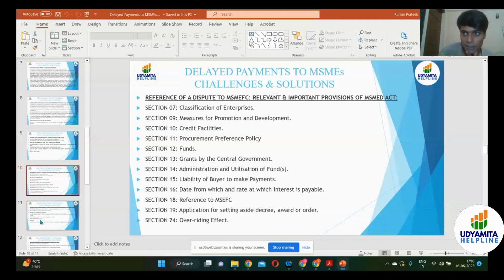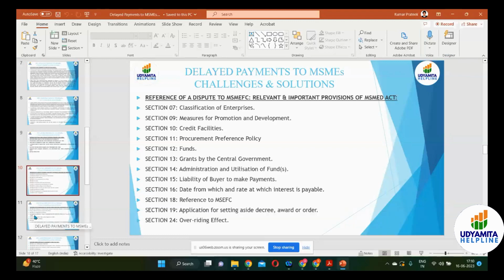So I believe that this part is clear. If you have any questions regarding this MSME related provision, you can ask me right now, or I'll move ahead to the other laws. Shall I move ahead, Richa? Yes, sir. Okay, thank you.